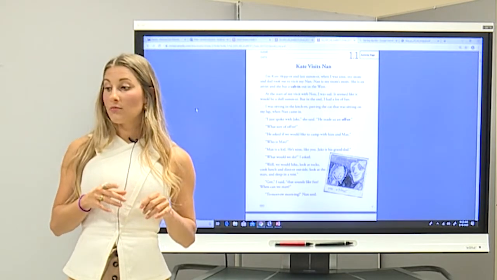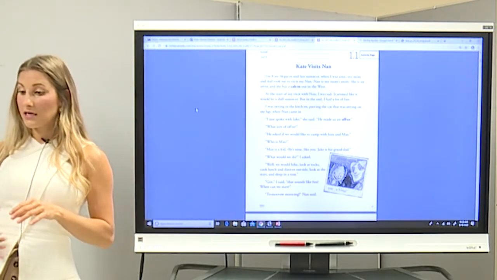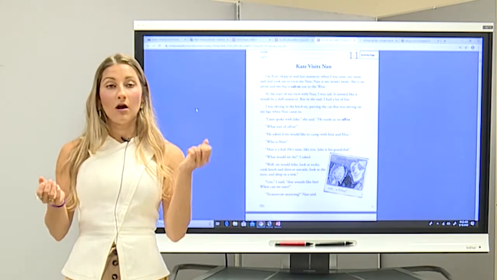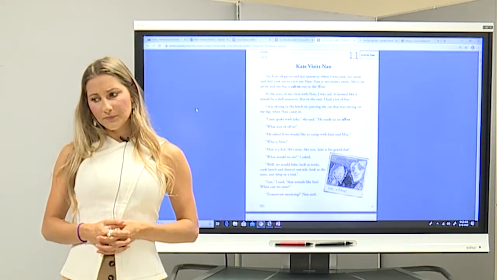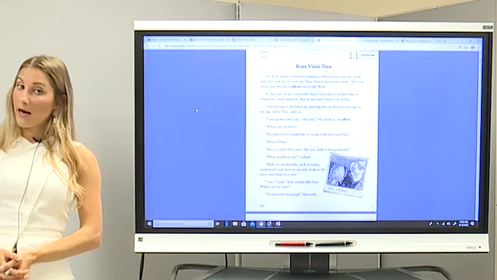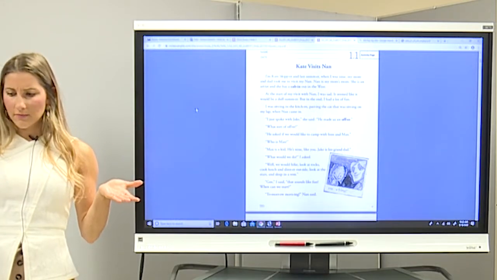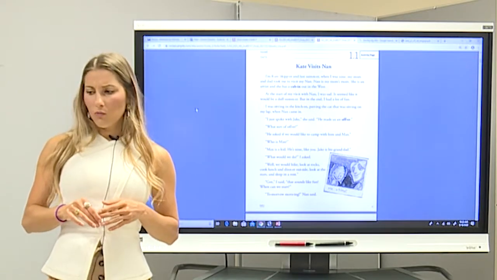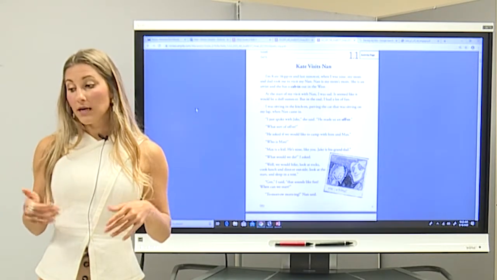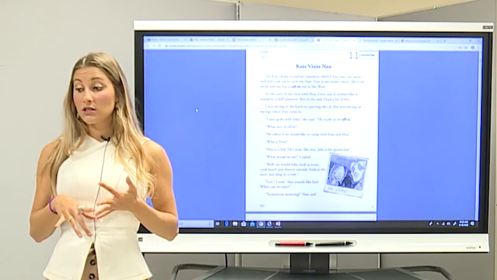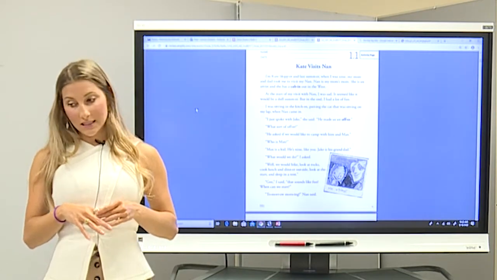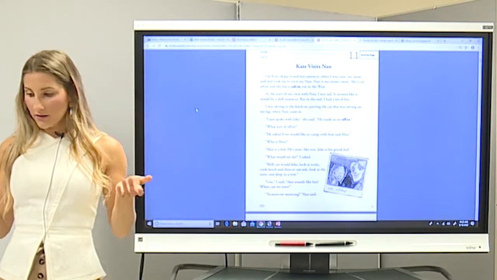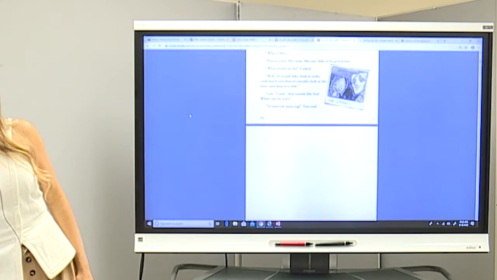I was sitting in the kitchen petting the cat that was sitting on my lap when Nan came in. I just spoke with Jake, she said, and he made us an offer. What sort of offer? He asked if we would like to camp with him and Max. Well, who is Max? Max is a kid and he's 9 like you, and Jake is his granddad. What would we do? I asked. Well, we would hike, look at rocks, cook lunch and dinner outside, look at the stars and sleep in a tent. Gee, I said, that sounds like fun. When can we start? Tomorrow morning, Nan said.